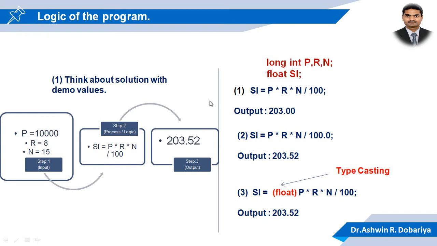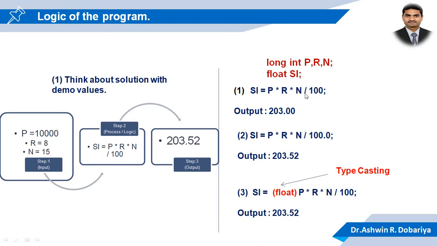Now we know that if there is a division operation, then the output will always be a fraction value, or you can say point value. So for that SI is another variable that we have declared as a float, and this is the actual logic of this program. SI is equal to PRN divided by 100 and it will generate 203. Now see, one thing is here PRN are all integer, 100 is also integer. So in the previous video I told you that if all operands are integer, then ultimately it generates the integer value. So see here it generates only integer 203.